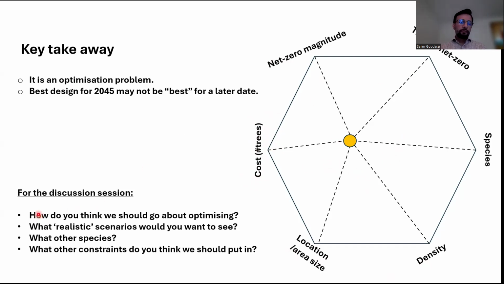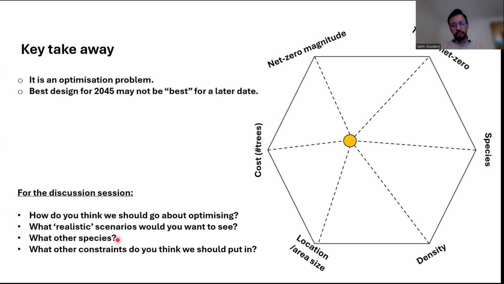So for the discussion, I would like to get your insights on how you think we should go about this optimization. What are your thoughts on that front? What more realistic scenarios would you want to see? And how do you define realistic scenarios from your point of view? What other species would you ideally want to see?